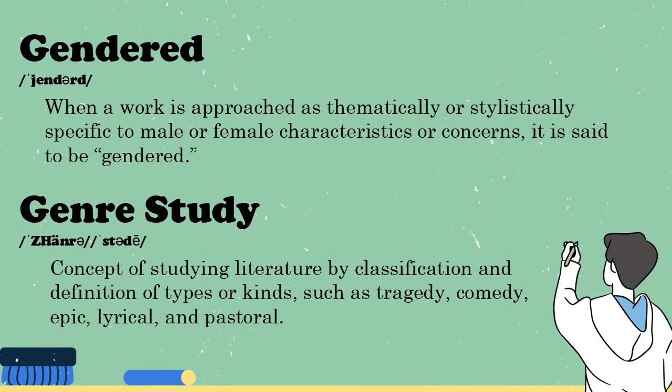The concept of studying literature by classification and definition of types or kinds, such as tragedy, comedy, epic, lyrical, and pastoral. First introduced by Aristotle in Poetics, the genre principle has been an essential concomitant to the basic proposition that literature can be studied scientifically.